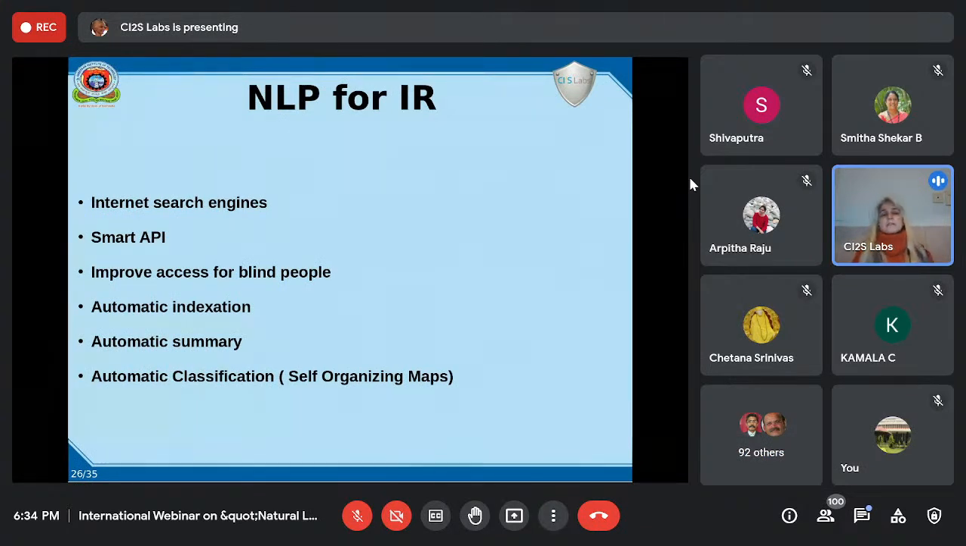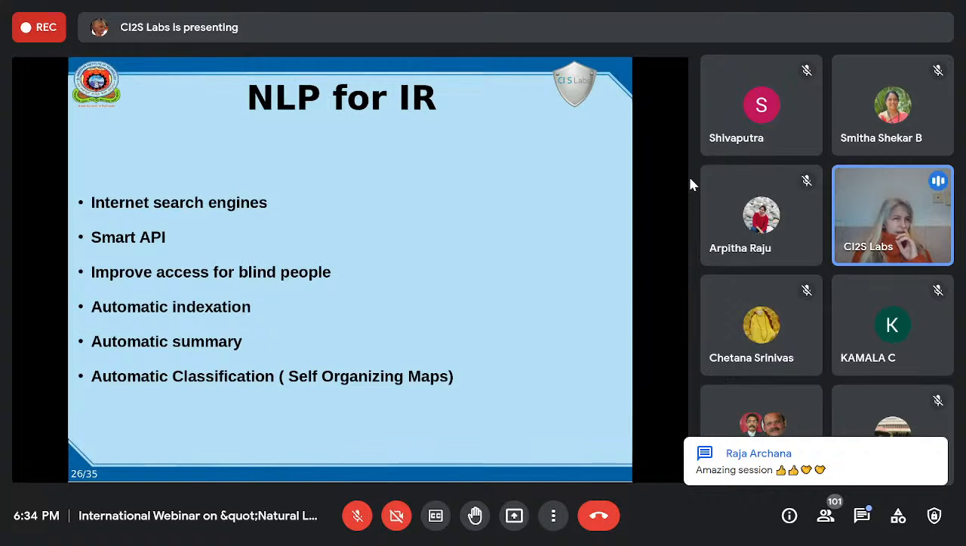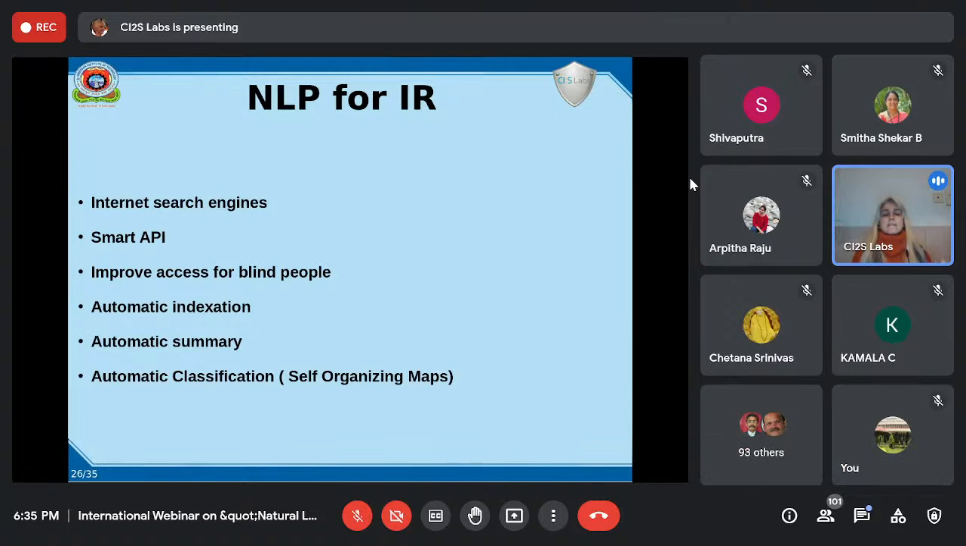You can use natural language processing for information retrieval. In fact, this is one of the most ancient uses for natural language processing. You can build your own smart application programming interface. You can perform automatic indexations. In fact, more than 30 years ago, Teuvo Kohonen built the self-organizing map, and it's a neural network, a very interesting heuristic for you to try. You can perform automatic summary, just like Google performs every time you perform a query on the web.